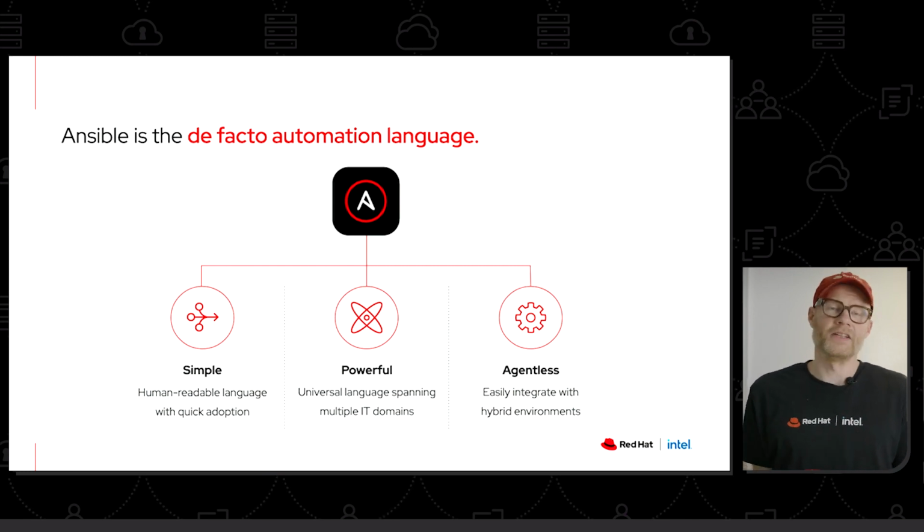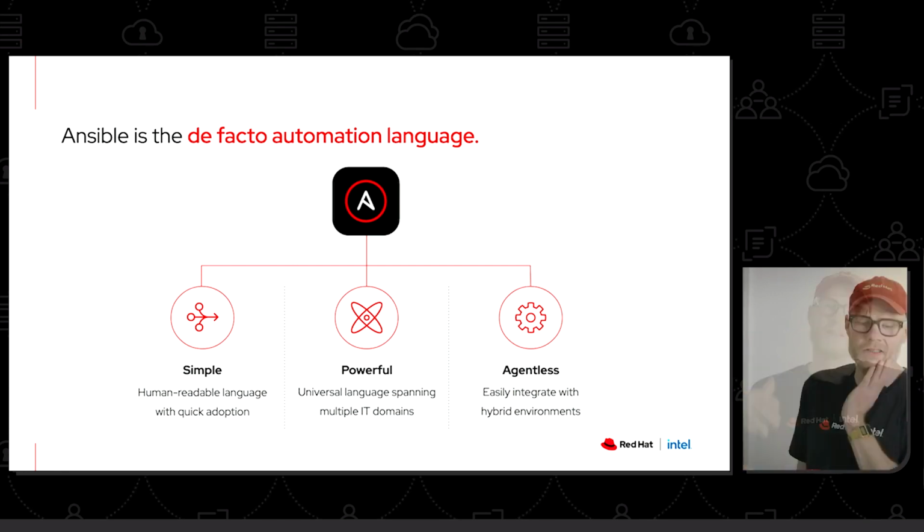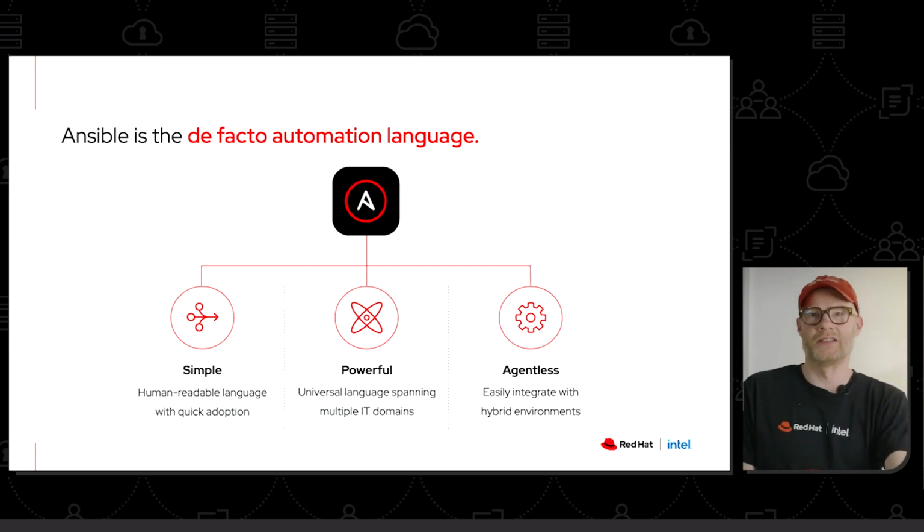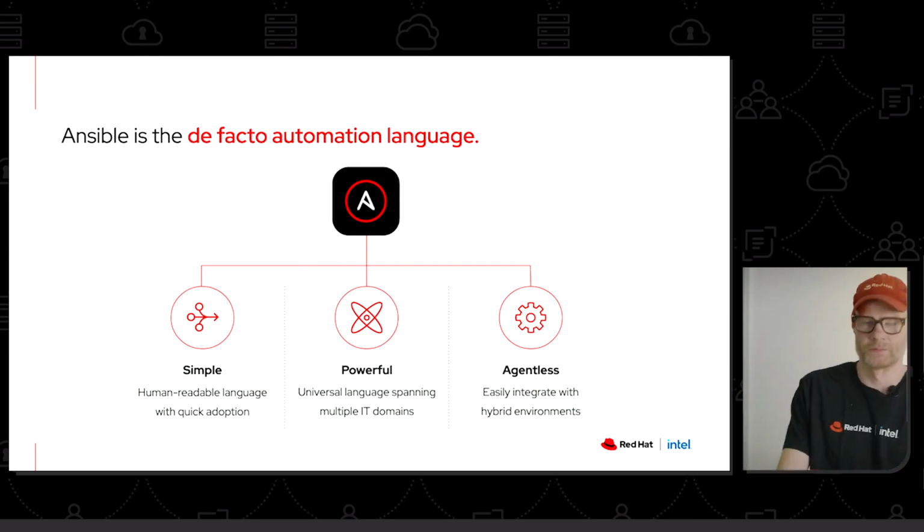The third is that Ansible is agentless. That means that you don't need to install any software on the machines you want to automate. The only thing needed is having the right credentials.